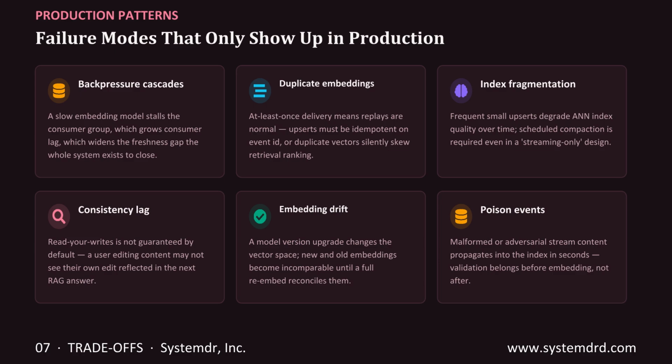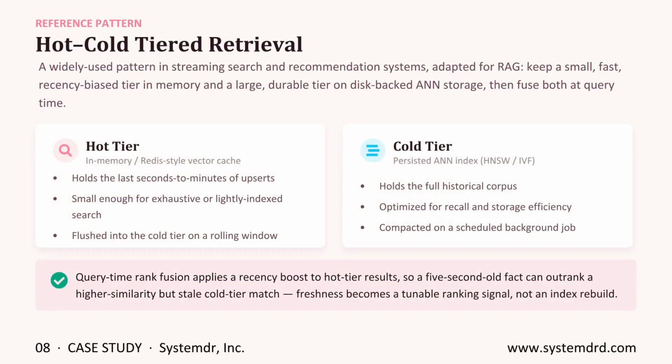Now let's look at how the pieces come together in a proven production pattern. This pattern isn't exotic. It's the same hot-cold tiering used in streaming search and recommendation systems for well over a decade, adapted here for RAG's retrieval step. The hot tier is small by design.